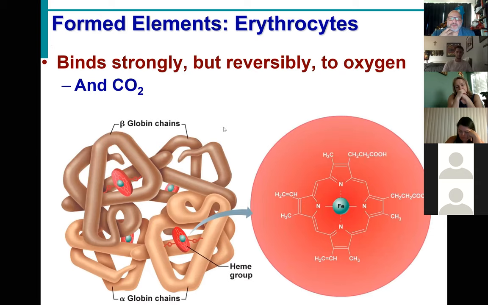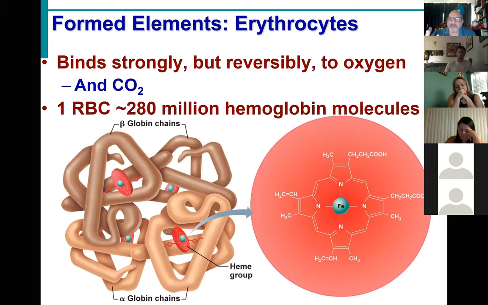And remember, as we said, red blood cells, those erythrocytes, are basically big bags of hemoglobin. One red blood cell has something on the order of 250 million hemoglobin inside of it. Each one being able to bind four oxygen to it. And that's just one red blood cell. Remember, a single drop of blood has 5 million red blood cells in it.